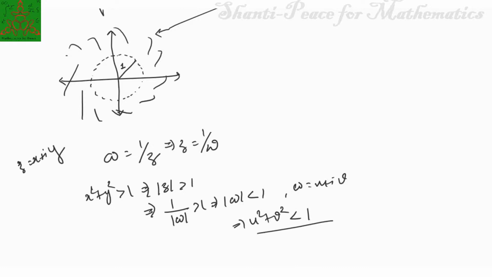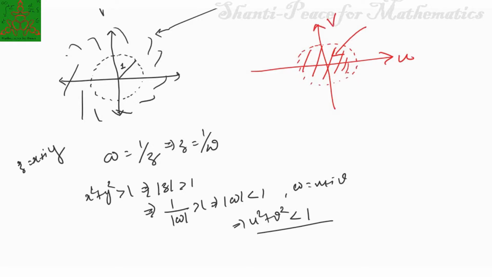So that means this represents the disk with the radius 1. That means the image of this one, you will have a unit disk, which is the inside portion of that. So this is nothing but the u axis and v axis. So this portion is u square plus v square less than 1. So the image of this outer portion is this inside one under the map w is equal to 1 upon z.